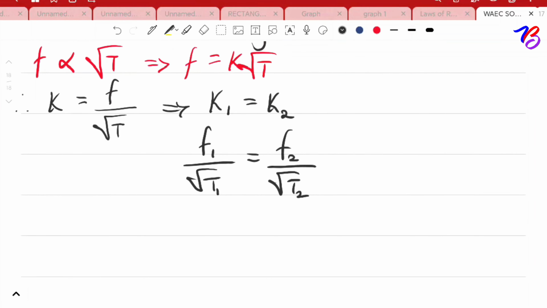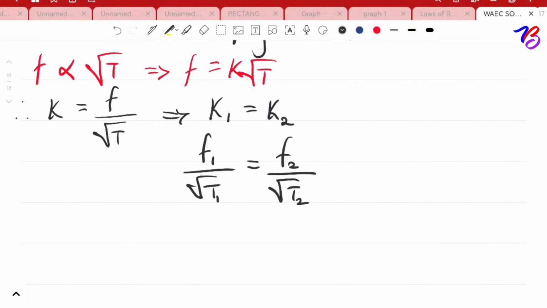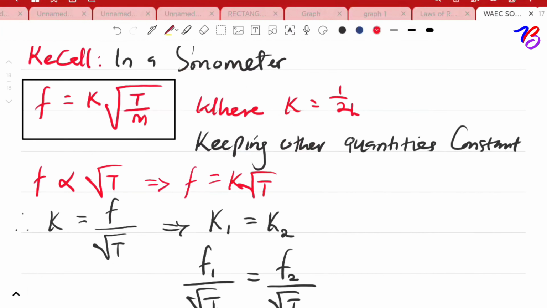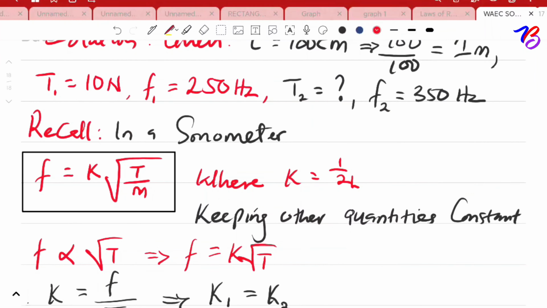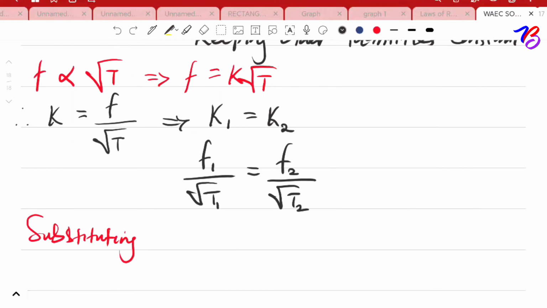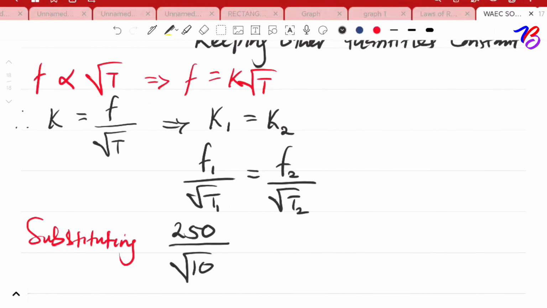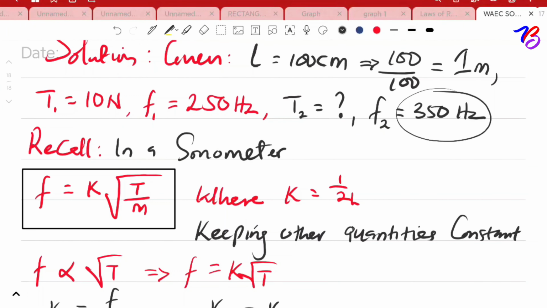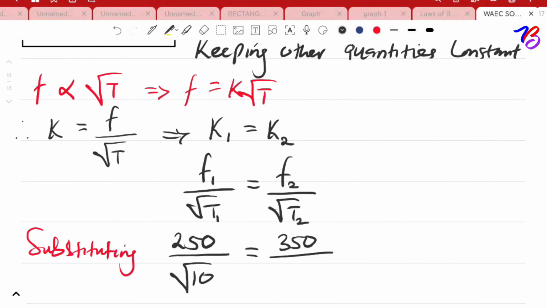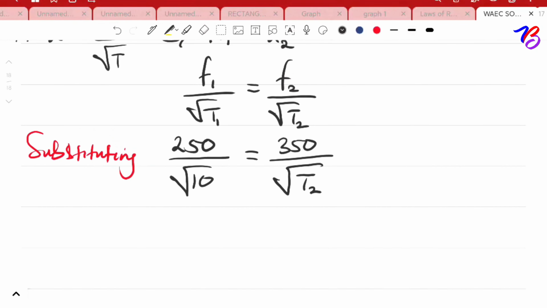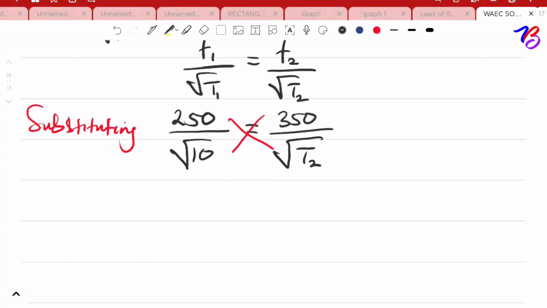So by substitution, our F1 is given to be what? Let's look at it. Substituting. F1 is 250, right? So 250 hertz. Let's write that. 250 all divided by square root of T1, which is 10 Newton. So we have 250 over square root of 10 is equal to F2, which is 350, right? 350 hertz, divided by square root of T2, which is unknown. Are you here? So from here we cross multiply so that we have 250 multiplying square root of T2 is equal to 350 times square root of 10.